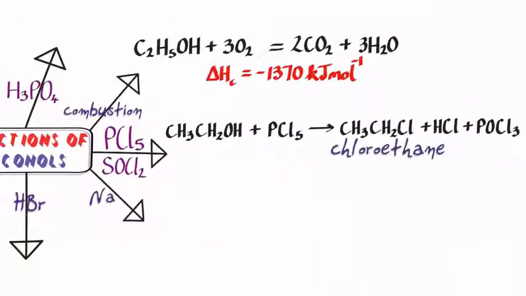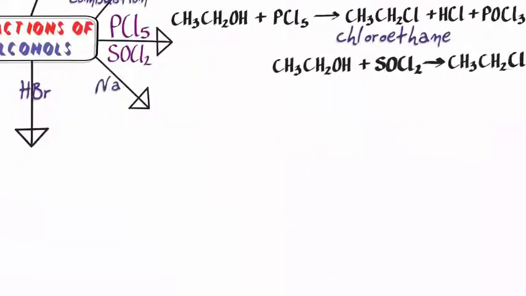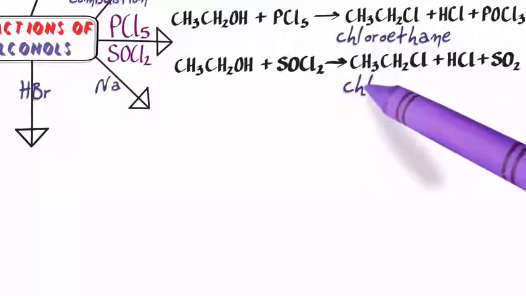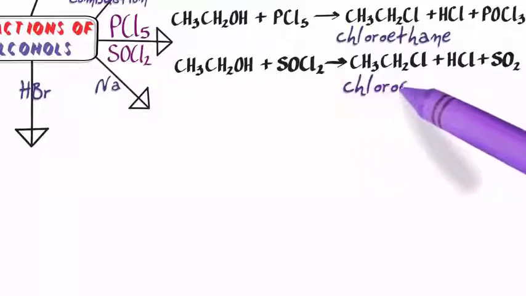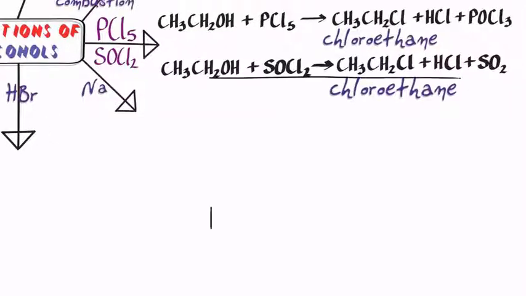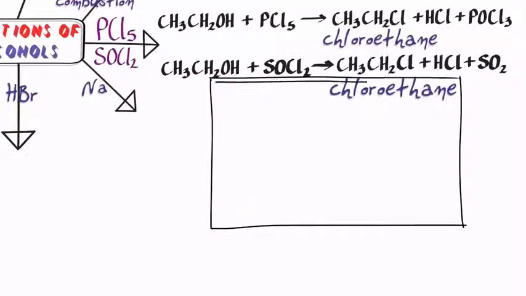And then let's use an alternative chlorinating agent, thionyl chloride, formula SOCl2. We get the same organic product, chloroethane, and indeed we get HCl again. But the other product is sulfur dioxide, a poisonous acidic gas. So of course this should be done in a fume cupboard.